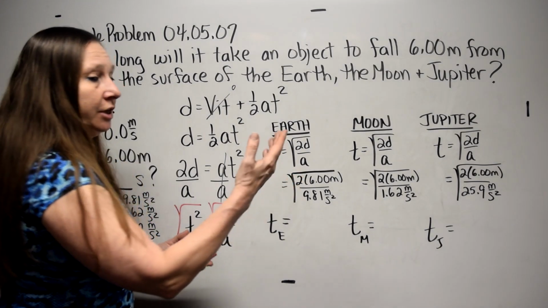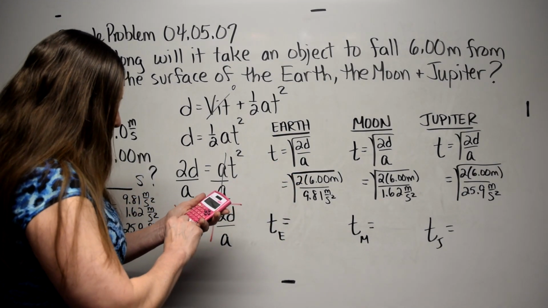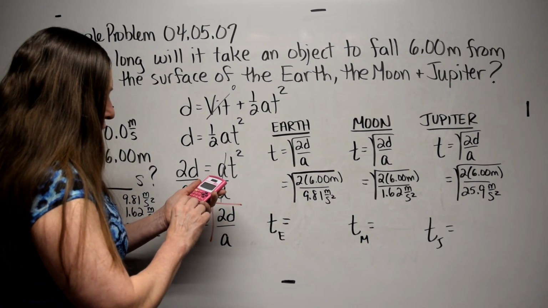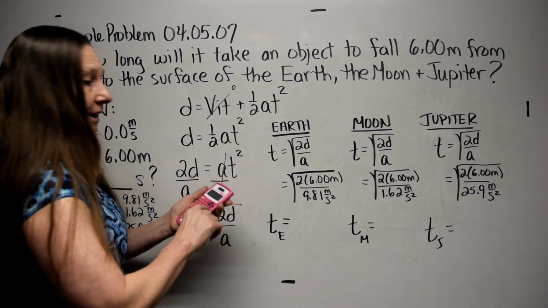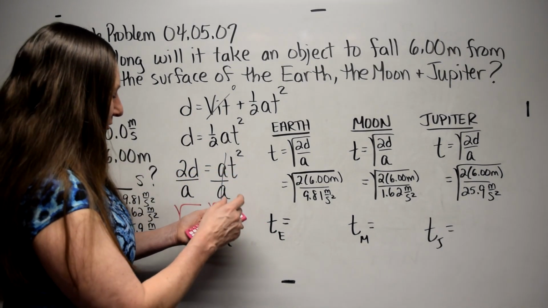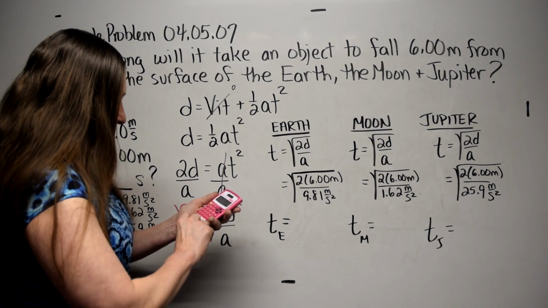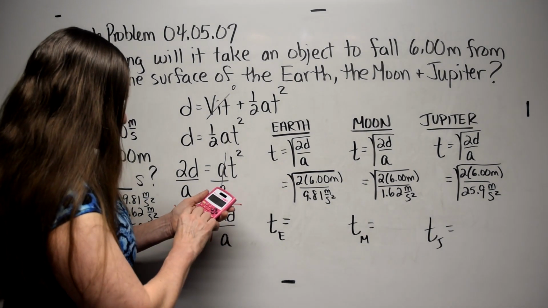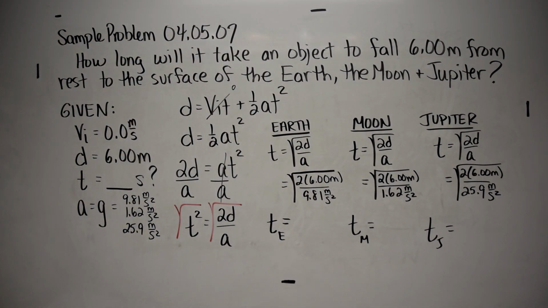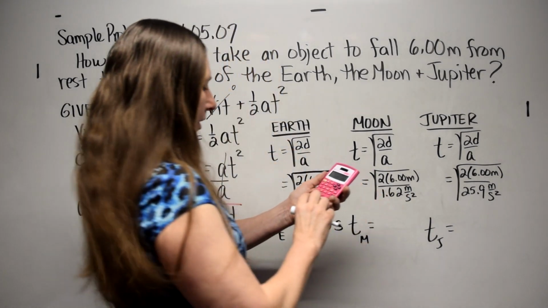So 2 times 6 is 12 divided by 9.81. Then take the square root. What most people do is forget to take the square root. I just screwed up and squared it instead of taking the square root. 12 divided by 9.81 equals, now take the square root, 1.106 seconds for Earth.